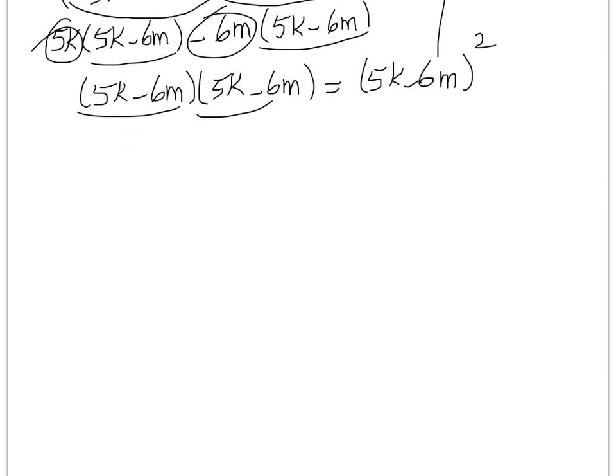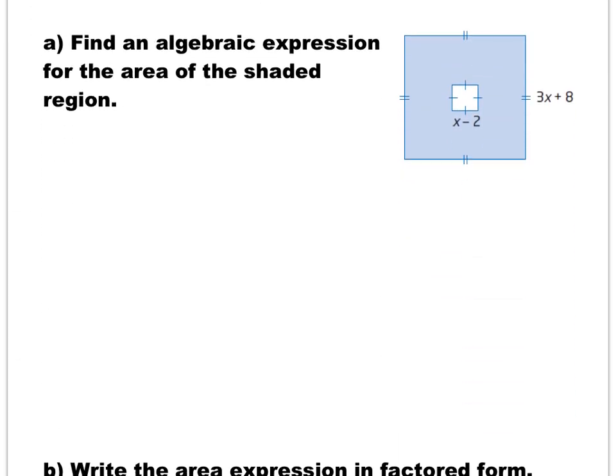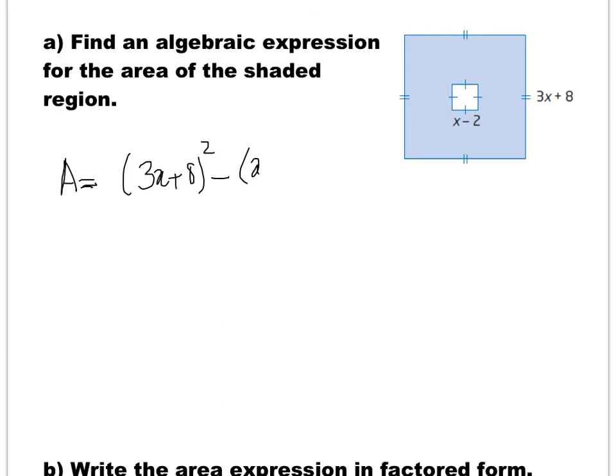Our last example is the following. First, part A, we have to find an expression which represents this shaded blue region here. And it's obvious the area of this region is the area of the bigger square, minus the area of the smaller one. So I can write A is (3x plus 8) squared, because area of a square is one side squared, minus the area of the middle one, which is (x minus 2) squared.